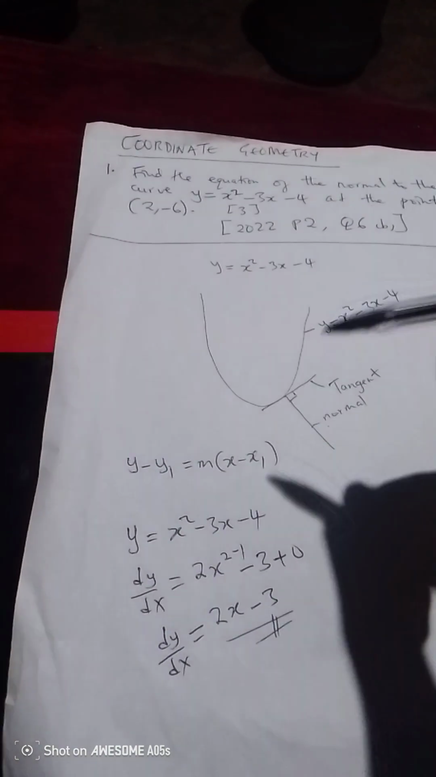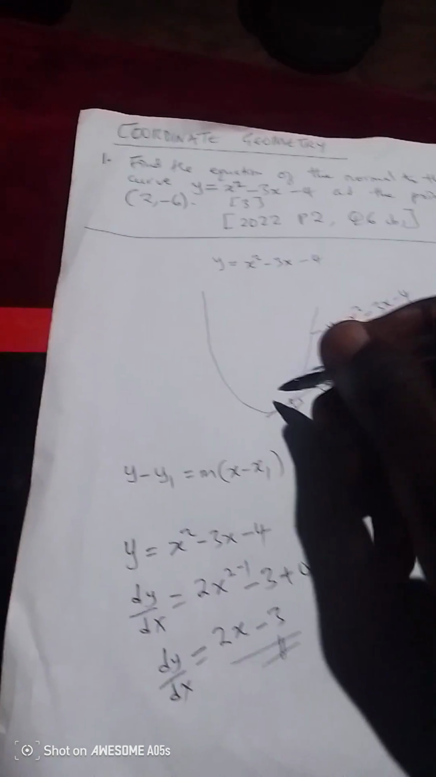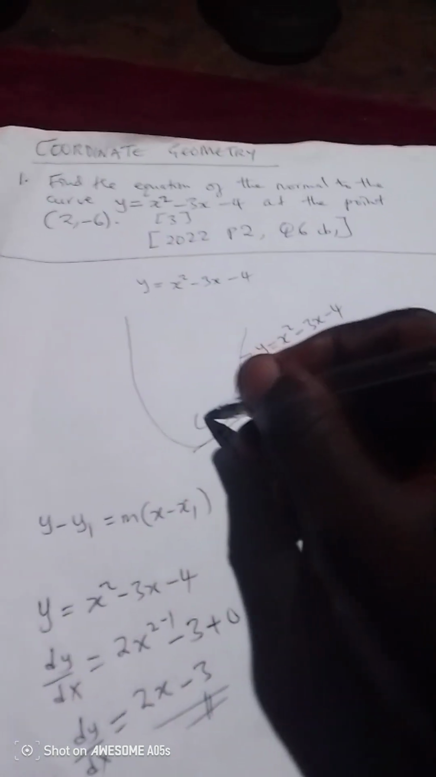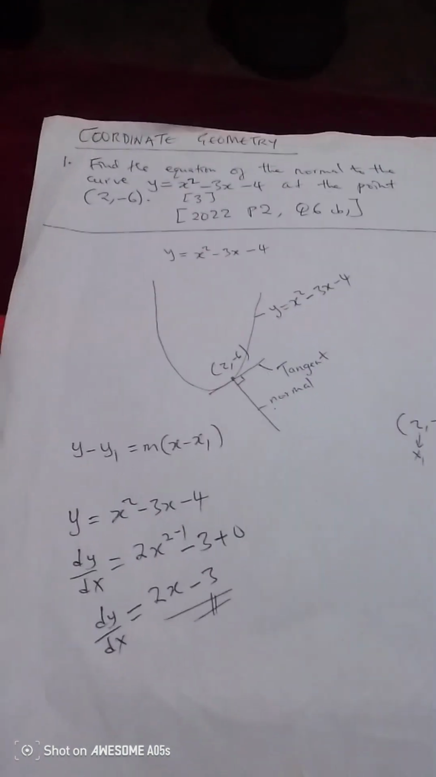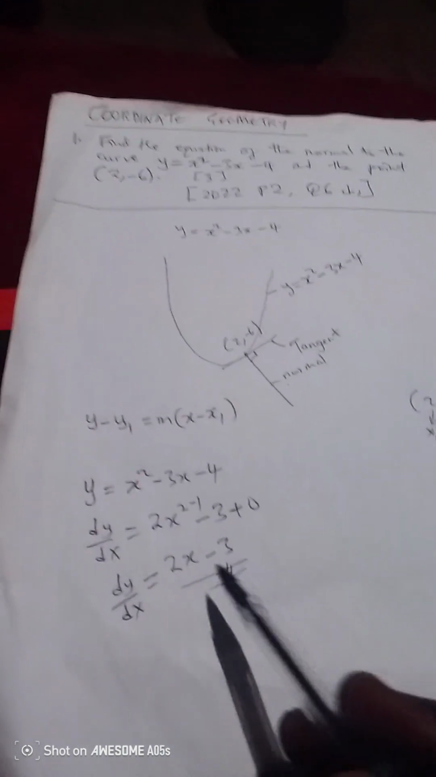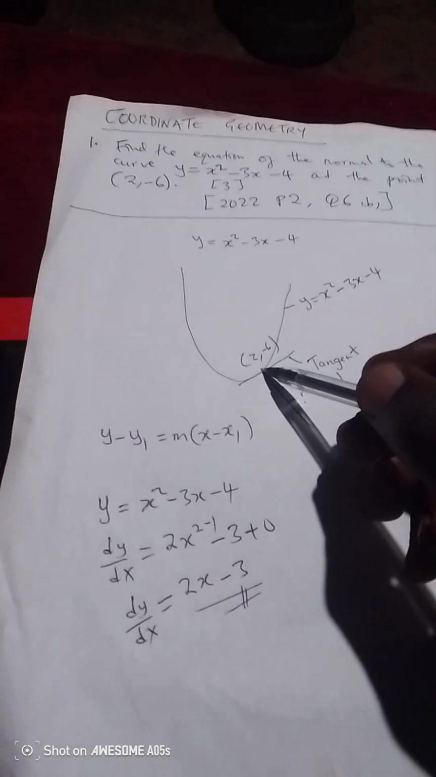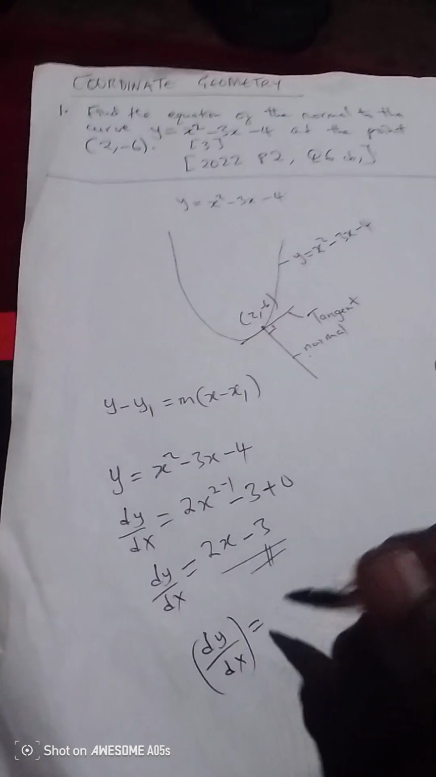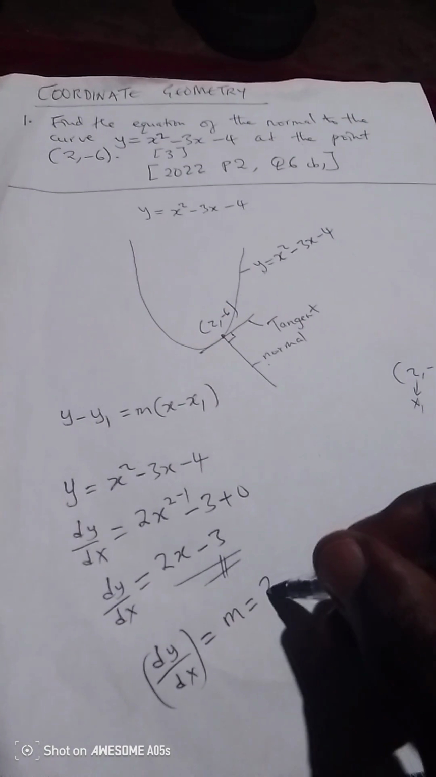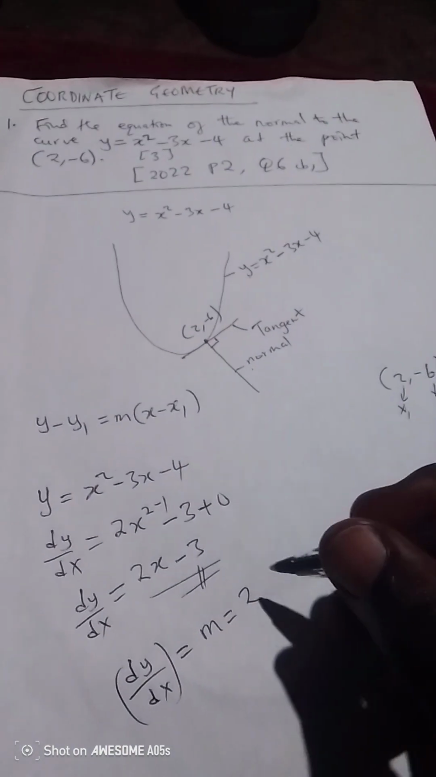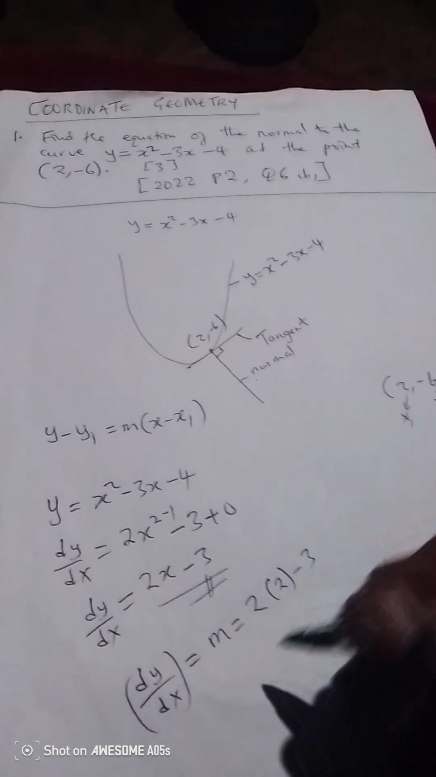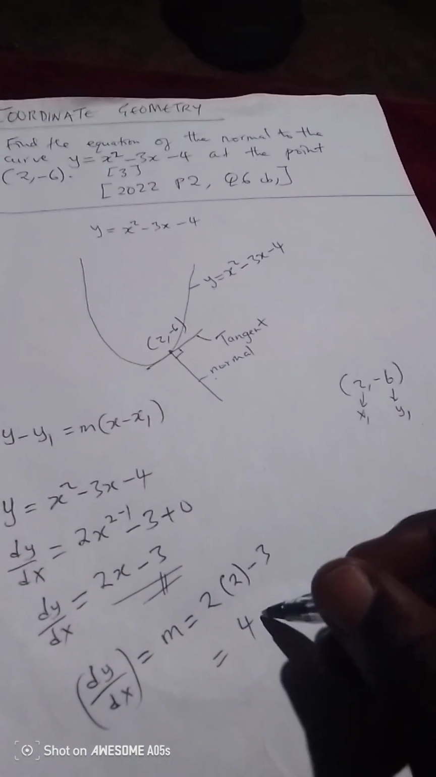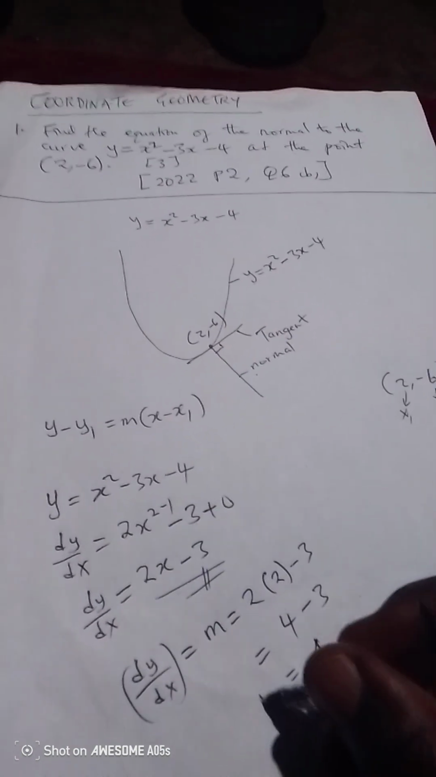But let's consider where they have given us a point. They have given us this point to be (2, -6). So at that point, just consider the value of x and replace it there. At this point of intersection between the tangent and the curve, the gradient is the same. So we are going to say dy/dx, which we can refer to as m in this case, and replace the value of x, which is 2, on the x there, minus 3. Then we're going to have 4 minus 3 equals 1.